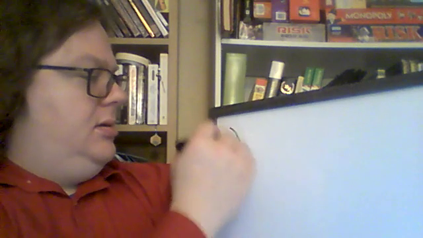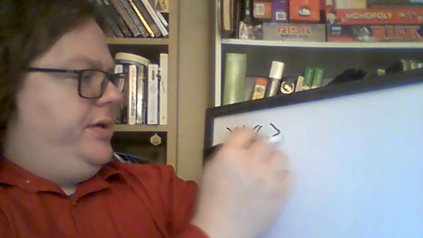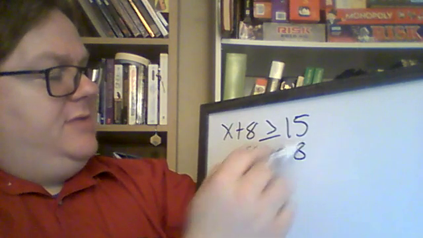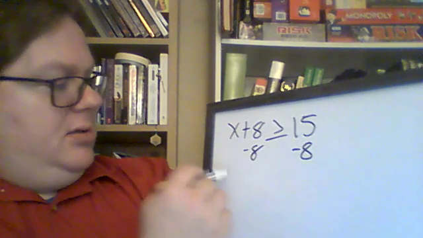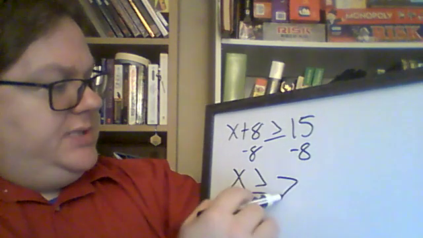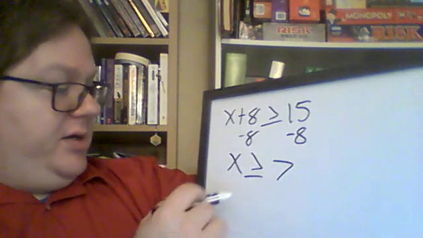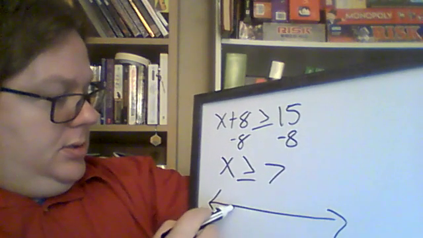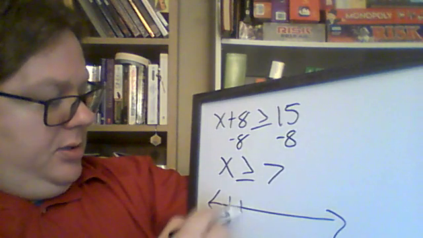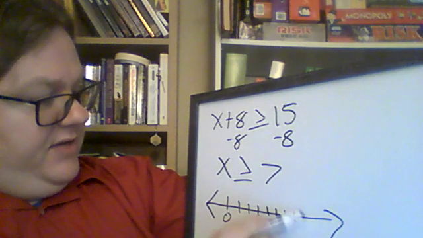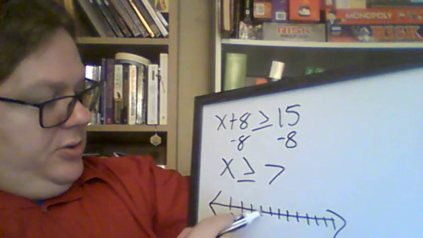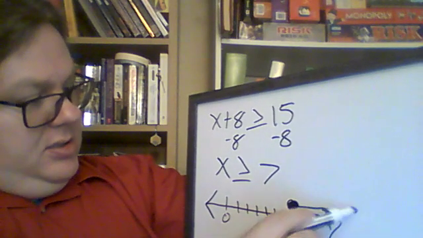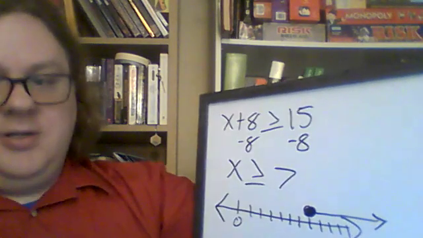Solve x plus 8 is greater than or equal to 15. Minus 8, minus 8. 15 minus 8 would be 7. X is greater than or equal to 7. And then they want us to graph it on a number line. Put 0 way down here, then 1, 2, 3, 4, 5, 6, 7. Greater than or equal to, so we color it in, and off into infinity and beyond.